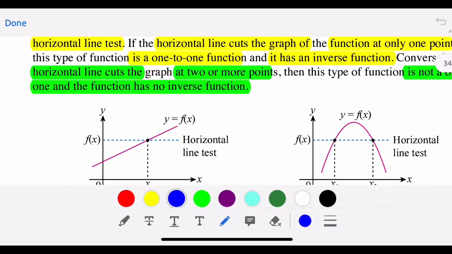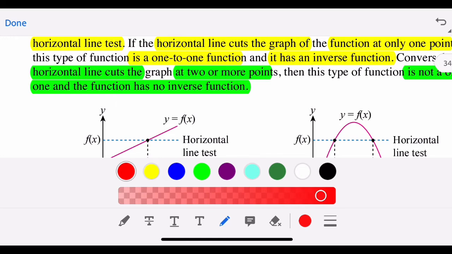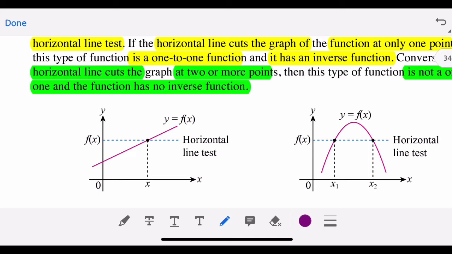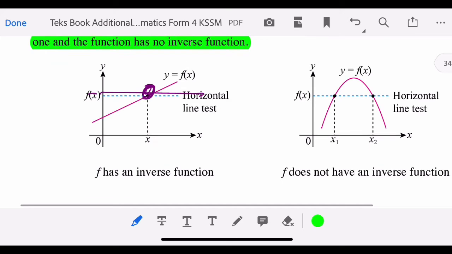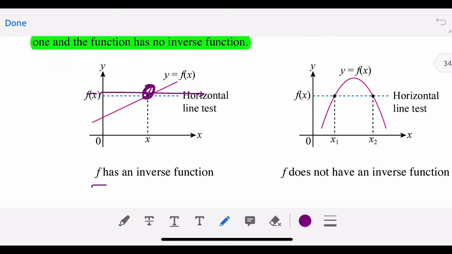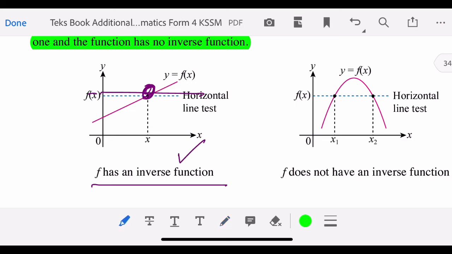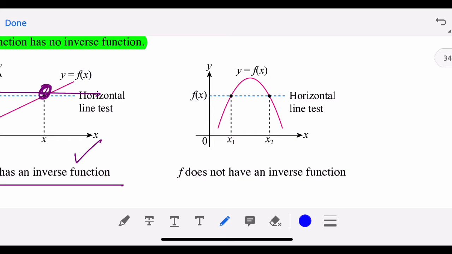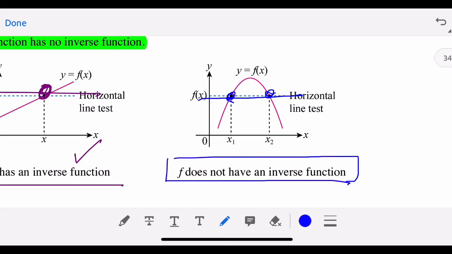So let's see this example. Okay, let's conduct the horizontal test. So horizontal test, this one, we have one intersection point. So the f has an inverse. Yes, it has an inverse. For this one, if we use a horizontal test, we have two intersection points. So the f does not have an inverse function. Alright, so the horizontal test is important.